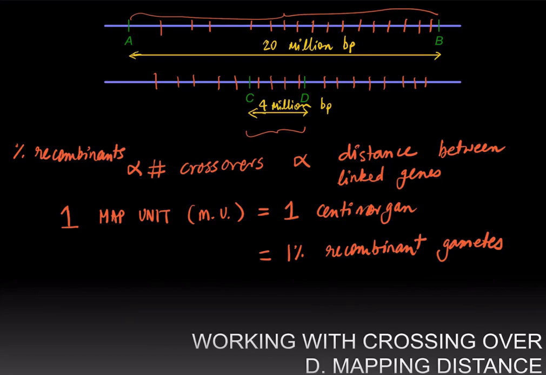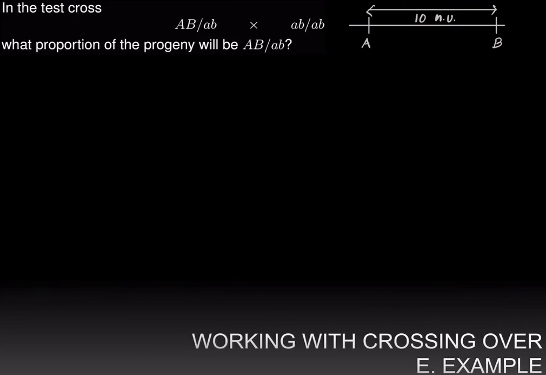Let us practice with an example of computing progeny genotypic proportions using map distance. Two genes, A and B, are separated by 10 map units on the same chromosome, so they are linked. In the test cross, big A, big B over little a, little b crossed to the homozygous recessive individual, what proportion of the progeny will be big A, big B over little a, little b? So what proportion of the progeny will be hets for both the traits?